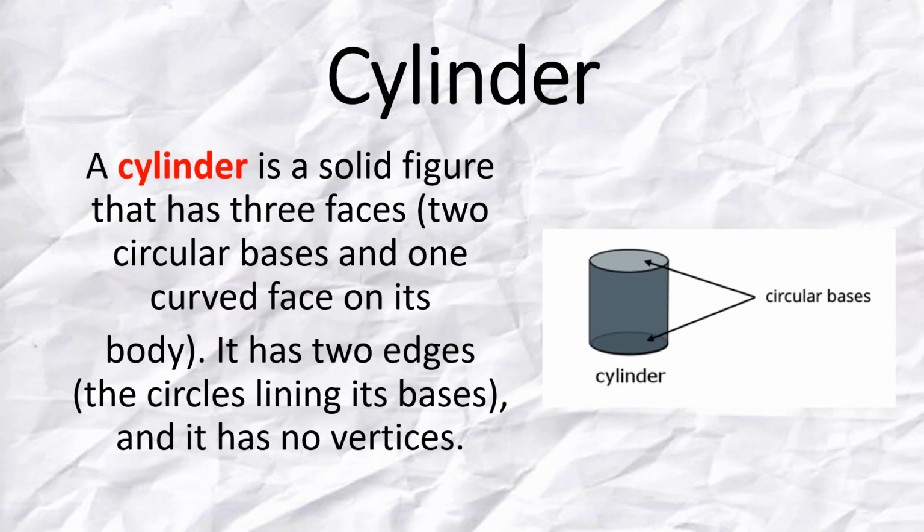The next one is the cylinder. A cylinder is a solid figure that has three faces: two circular bases, the one on the top and the one at the bottom part, and one curved face on its body. It has two edges, the circles lining its bases. So this one, and then this one. And it has no vertices.